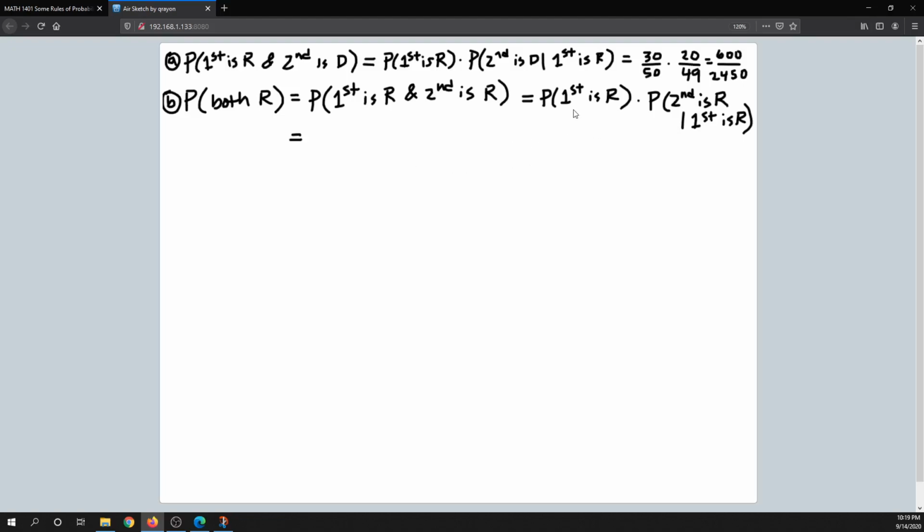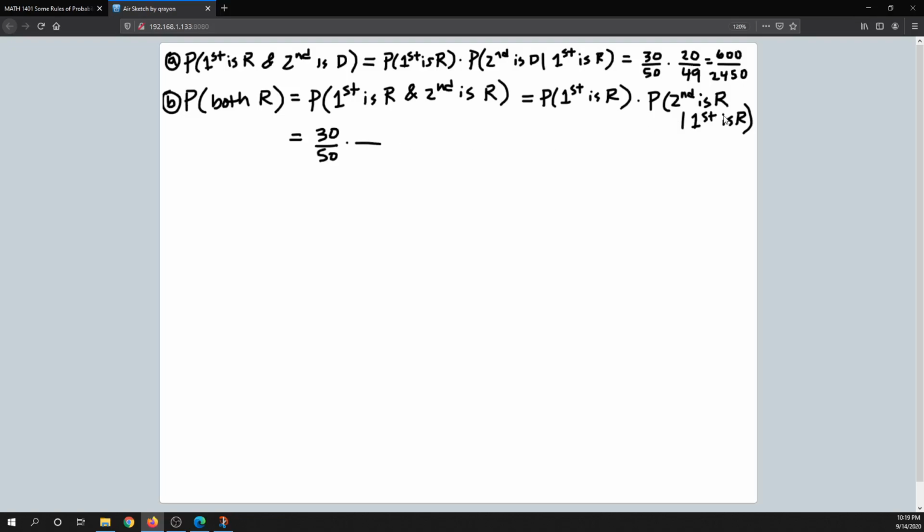So the probability that the first one is Republican is 30 out of 50. At that point on the first draw, there's 50 governors that can be picked. So our sample space has 50 governors in it. And then for the event that the first one's Republican, there's 30 ways, because there's 30 Republicans to choose from at that point.